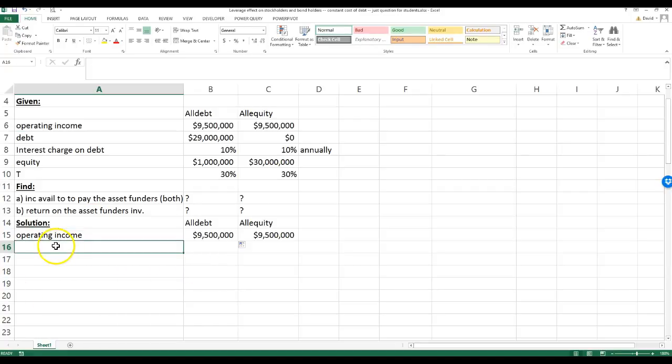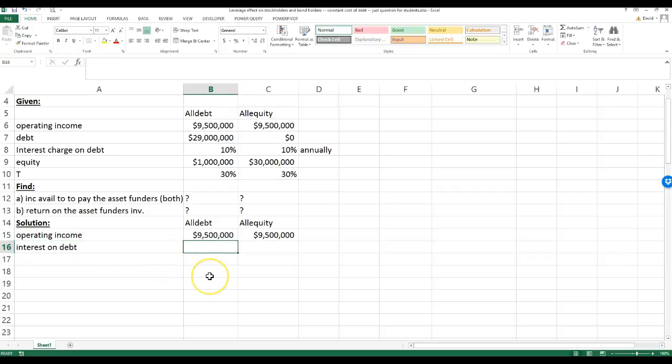the next thing we want to put in is the debt. And we'll just say interest on debt, I'm sorry. And the interest on this debt is going to be equal to how much debt we had times how much the debt costs in a year. So 10% of 29 million is 2.9 million. If I drag that across, of course that's going to be 0, because 0 times 10% is 0. Let me put the formula in here.